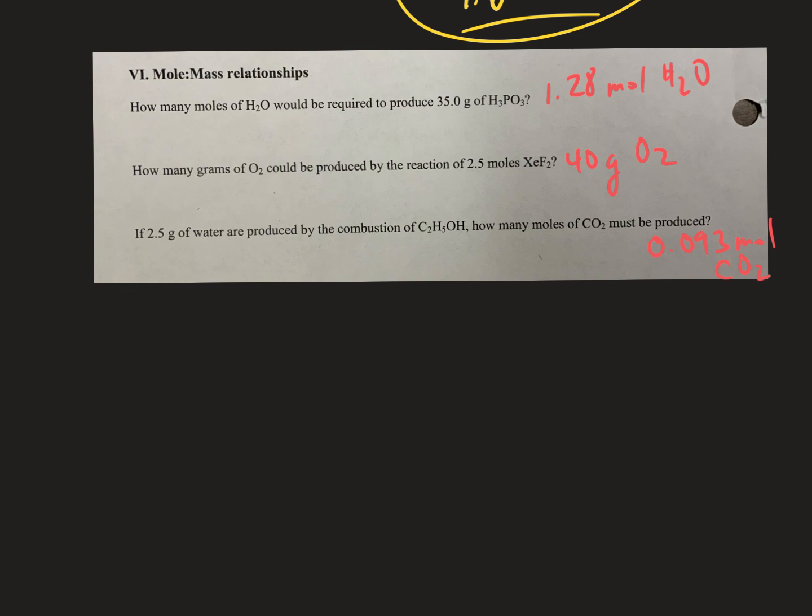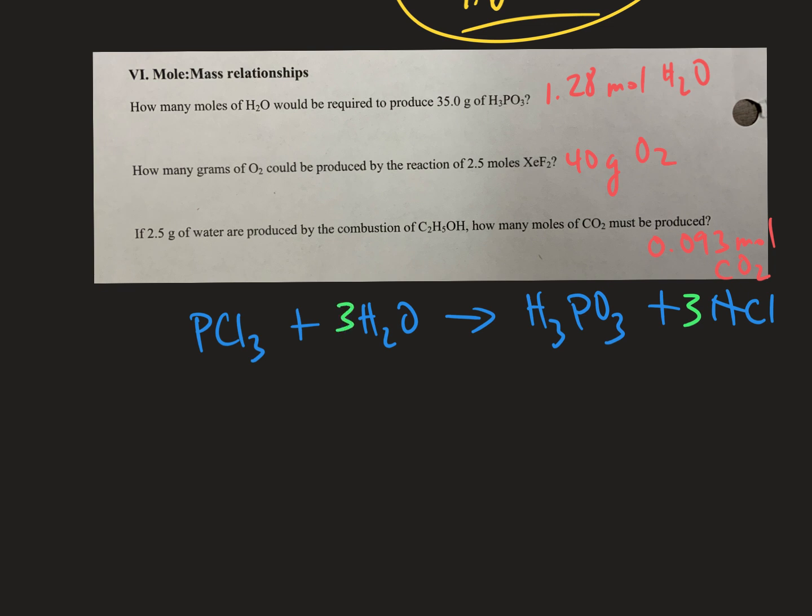So what equation are we going to use? This top one, right? PCl3 plus H2O forms H3PO3 plus HCl. Now we have to balance. Did we already balance this equation? Yes, so this is going to be a 3 here and a 3 here, and we've got it. Let's see. We have 35 grams of H3PO3, and we want to know how many moles of H2O we react with, okay?